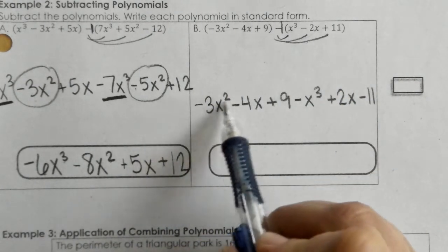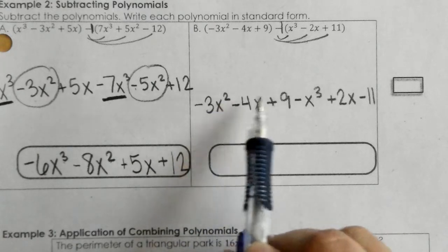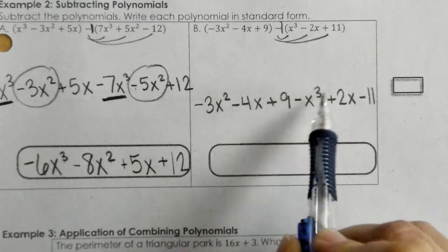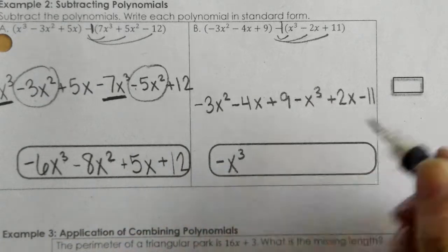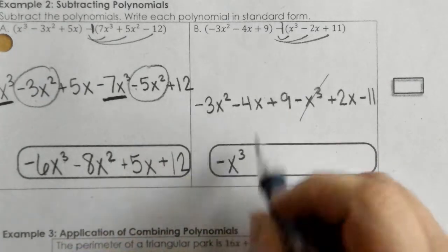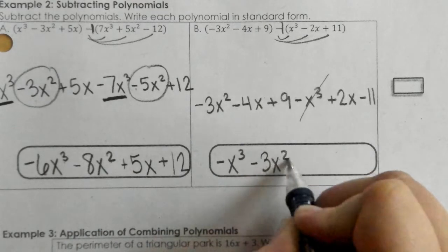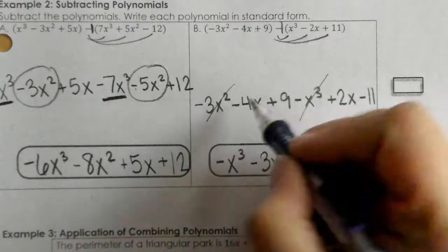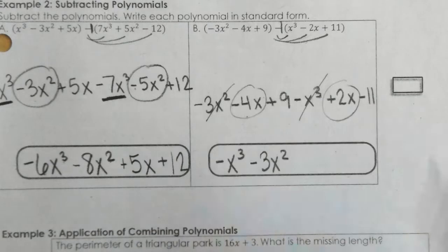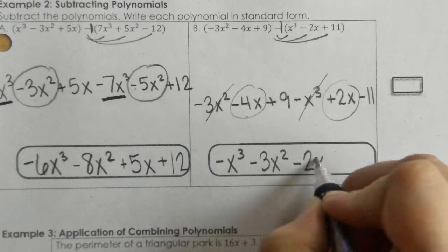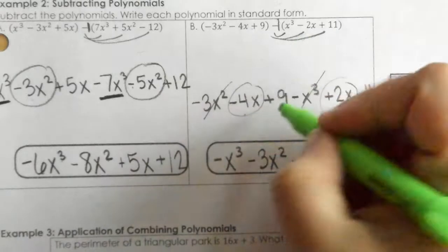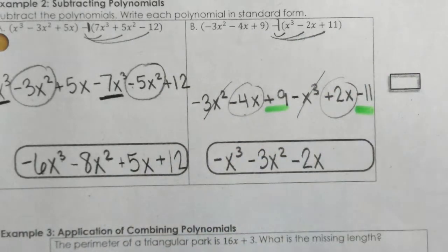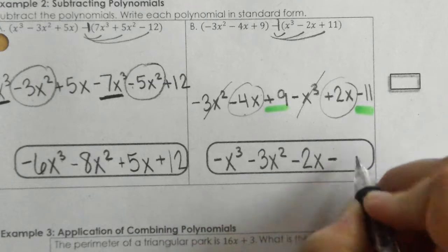So I start with my biggest exponent. So I have a 2, a 3. So 3 is obviously bigger. So I'm going to go with negative x to the third first. And then x squared. And then I have negative 4x and positive 2x to make negative 2x. And then lastly, my constants are positive 9 and negative 11, and that makes negative 2.